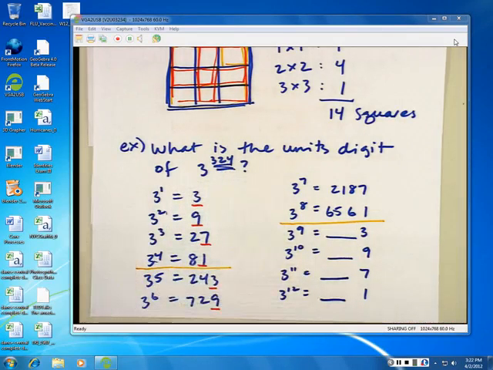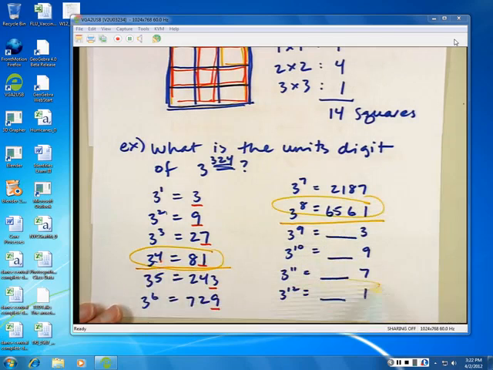Here's something else that you can notice. Take a look at what happens when I land on the 1 here. 3 to the 4th, 3 to the 8th, 3 to the 12th. All of these powers are multiples of 4. 3 to the 4th, 3 to the 8th, which is 4 times 2, 3 to the 12th, which is 4 times 3. And when we get to the next number that ends in 1, it's going to be 3 to the 16th power, because that's going to be 4 more.